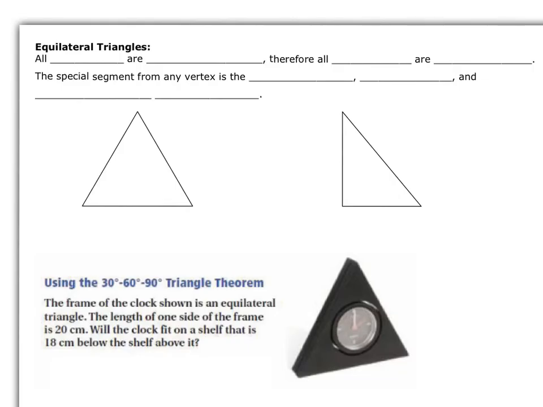All right, now equilateral triangles. This is where all sides are congruent in an equilateral triangle. Therefore, we have learned that if all sides are congruent, then all the angles are also congruent.